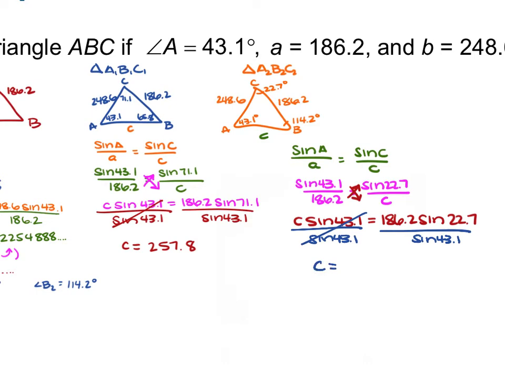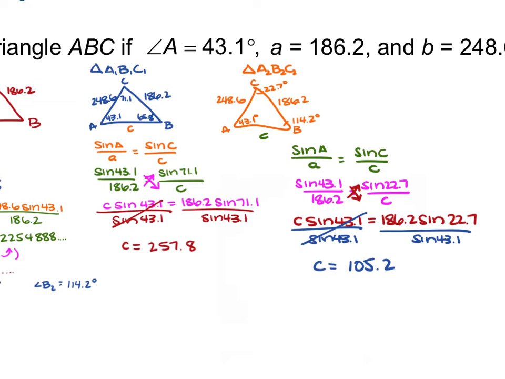186.2 sine 22.7 divided by sine 43.1 gives us 105.2. So for both of these, you have two different scenarios here, so two different solutions to these triangles.